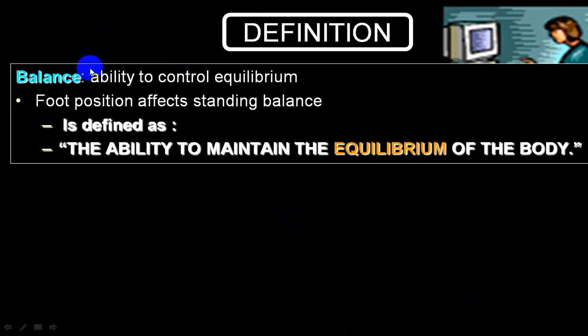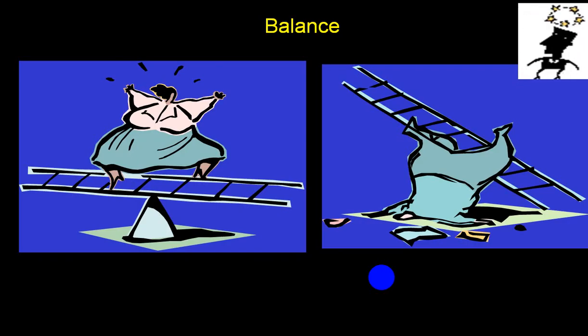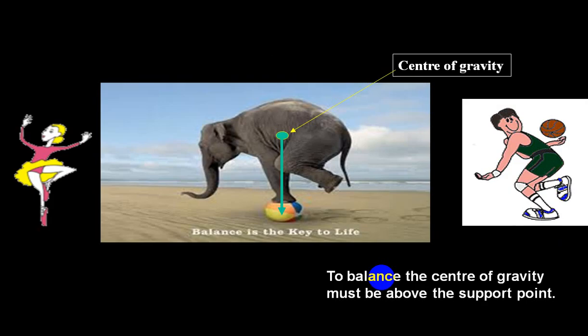So balance is the ability to control the equilibrium. The ability to maintain the equilibrium of the body is also defined as balance. The terms balance, equilibrium and postural control are used synonymously for the same concept. So either you call it balance, equilibrium or postural control. So this is balance. To maintain the center of gravity, the structures which take part in that, we call that maintenance of balance.